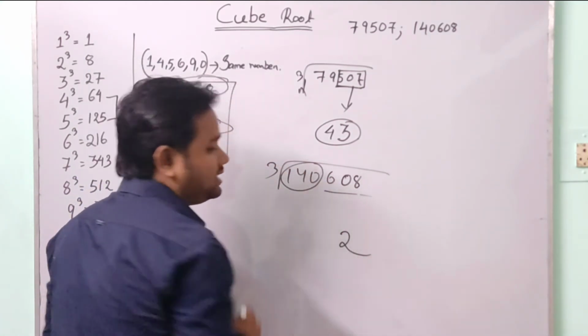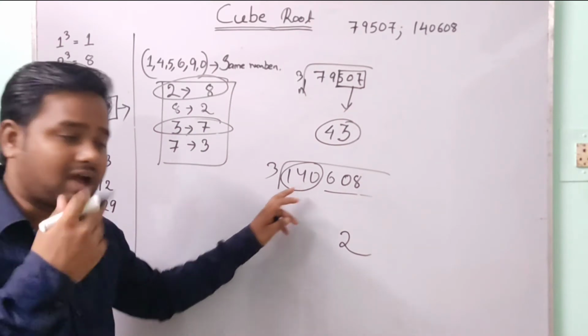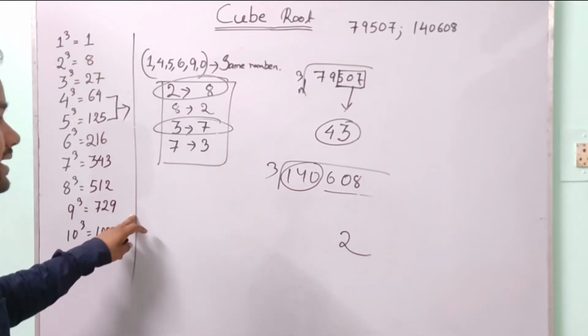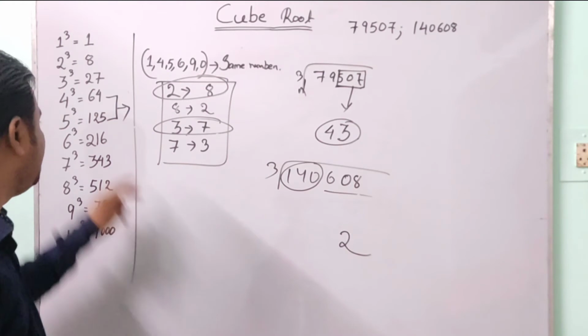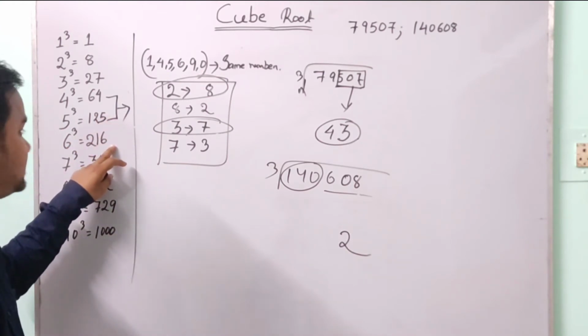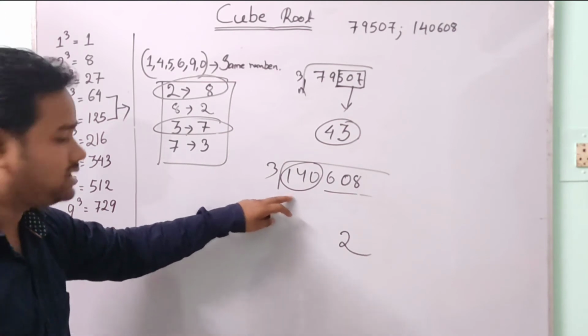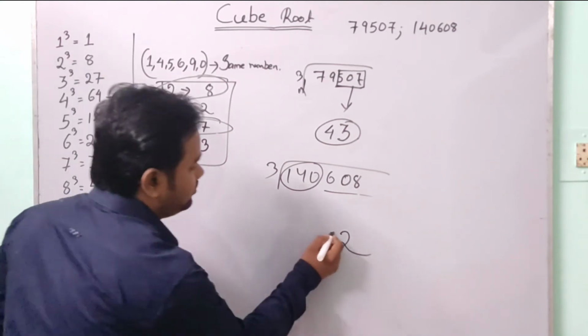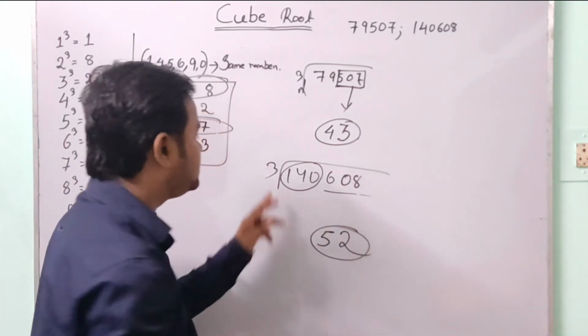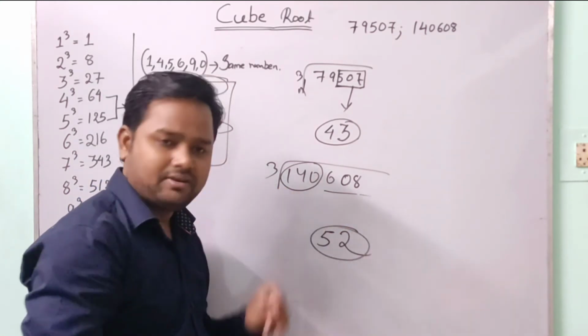Now 140. So the cube root of 140. Now we will see here. 140 is in between 125 and 216. So 125 is the nearest lower number to 140. So 5 will be written here. So it is 52. So the cube root of 140608 is 52.